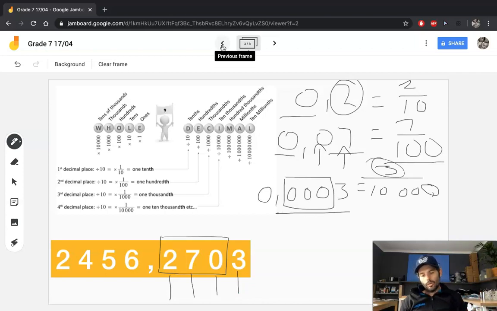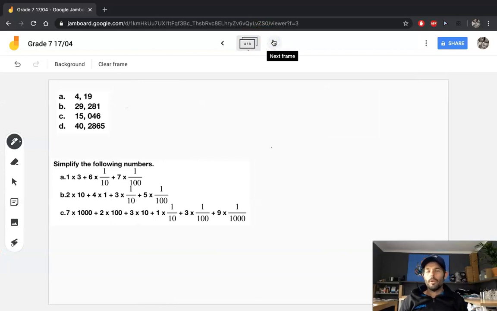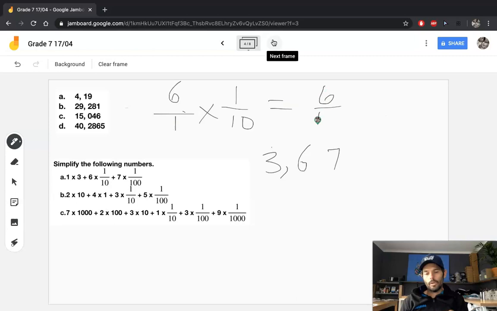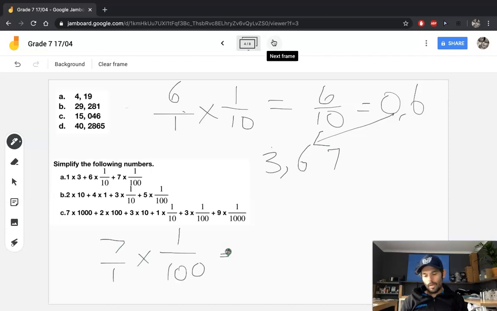Okay, I then asked you to have a look at the 3 questions below and to go the opposite direction and see if you could write the decimal number being represented by that expanded notation. So we know for A that 1 times 3 is 3. 6 times 1/10 is 6 tenths and 7/100ths. So remember, 6 multiplied by 1 over 10 would be the same as 6 over 1 times 1 over 10, and that equals 6 over 10, which equals 0,6. And that is my 0,6 over there. Okay, the 7 over 1 times 1 over 100 would give me 7 over 100, and that is that 7 over there, 0,07.